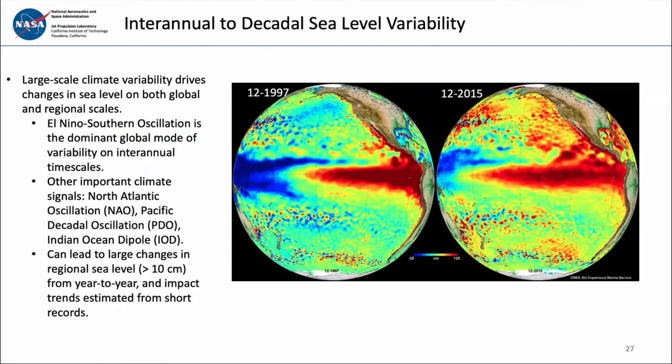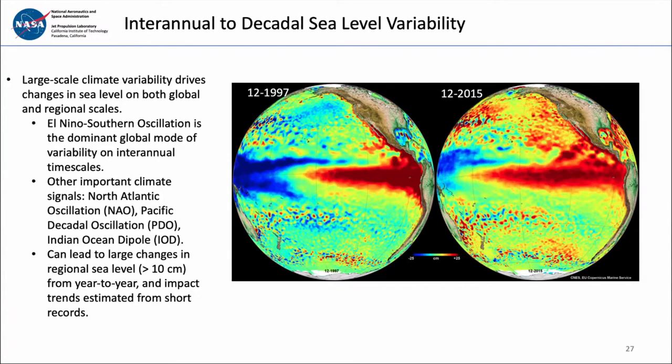All right, so just for one slide on interannual to decadal sea level variability. There's large scale climate variability that drives changes in sea level on both global and regional scales. And I'll talk about how we see these signals on global scales in a second. But one in particular here, on the right, I'm showing two particular time periods in the satellite record, December of 1997 and December of 2015. And both of these were marked by very strong El Niños that occurred during the altimeter record.